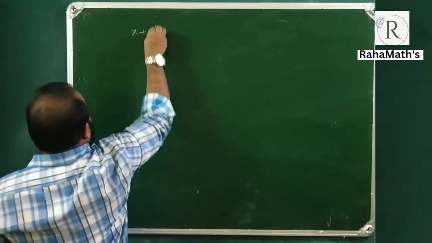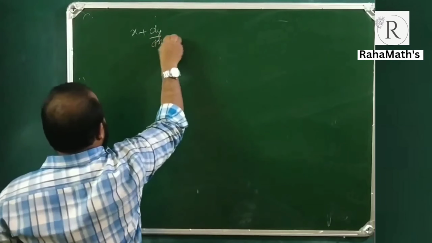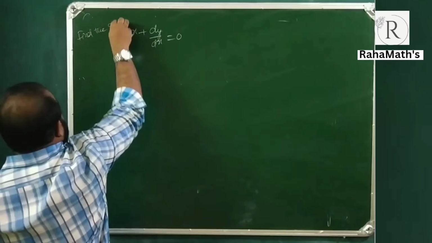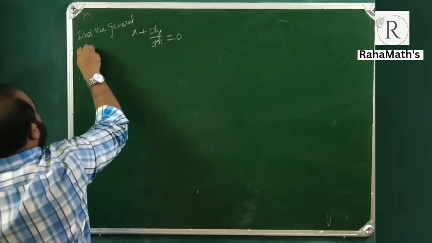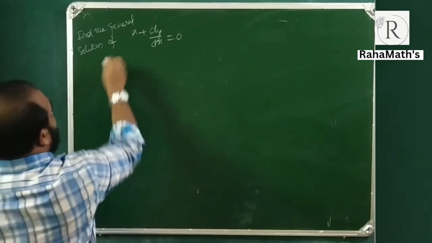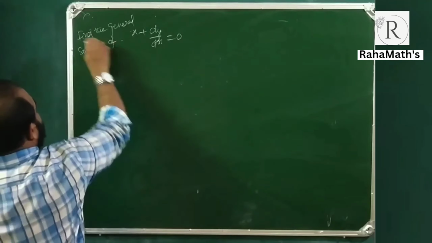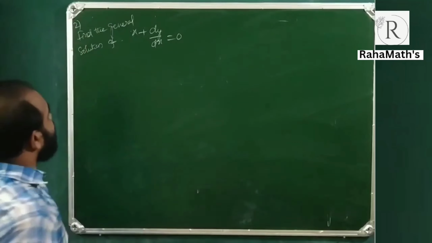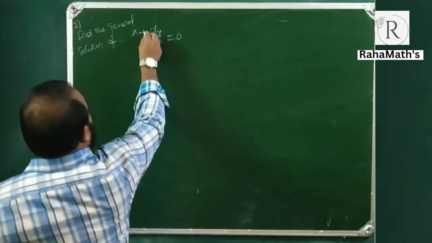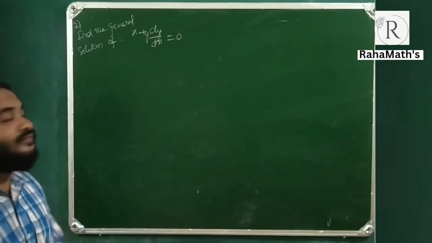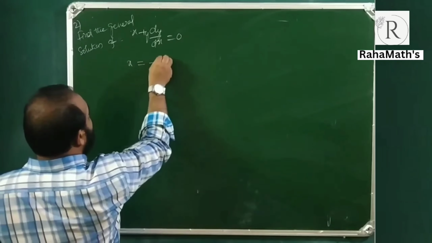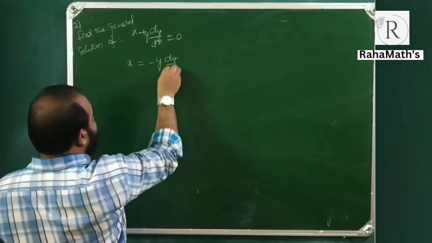x plus dy by dx equals to 0. Find the general solution. Find the general solution of x plus y into dy by dx. So this can be written as x plus y into dy by dx. First of all, this can be written as x is equal to minus y into dy by dx.